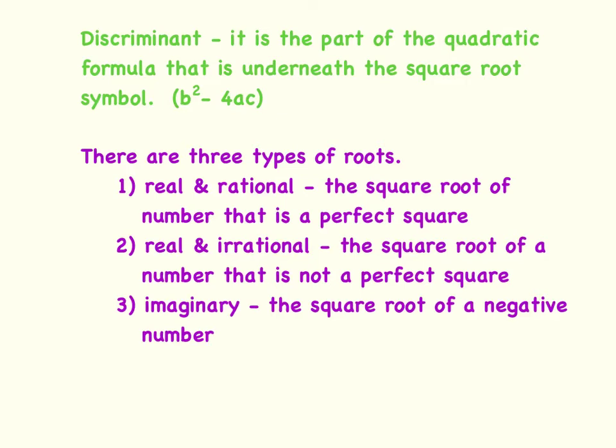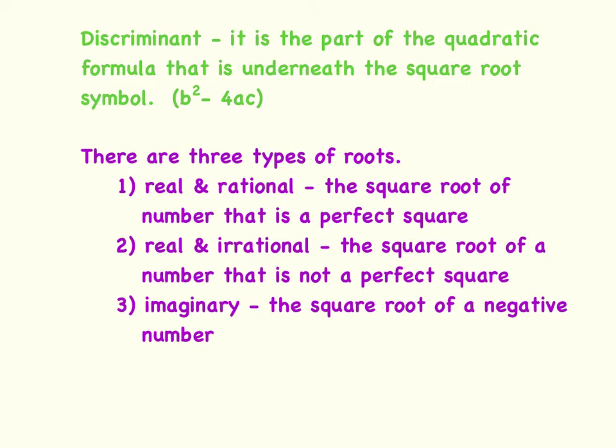Number two, real and irrational. Now this is the square root of a number that is not a perfect square. There could be lots of examples of this. The square root of 5, the square root of 23, the square root of 50. All of these square roots have one thing in common. They are not perfect squares. So this type of solution would be considered real and irrational.